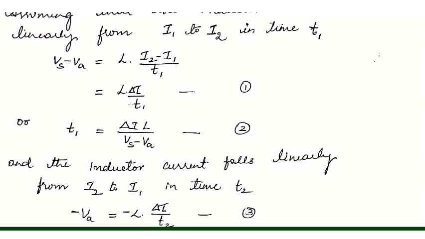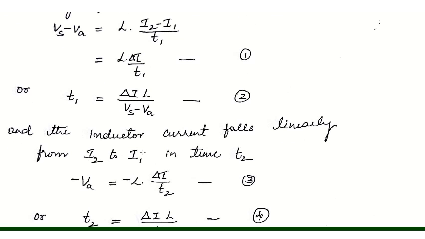Or we can also write the same equation in terms of T1, where T1 is equal to delta I into L divided by Vs minus Va. Call it equation number 2. Also, the inductor current falls linearly from I2 to I1 during the time duration T2.